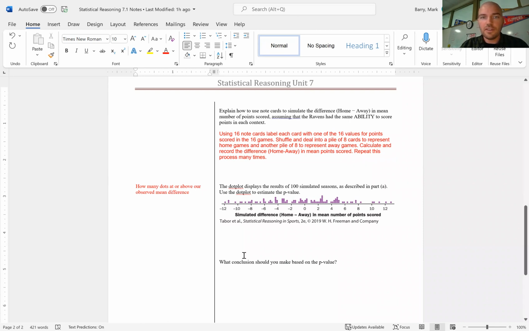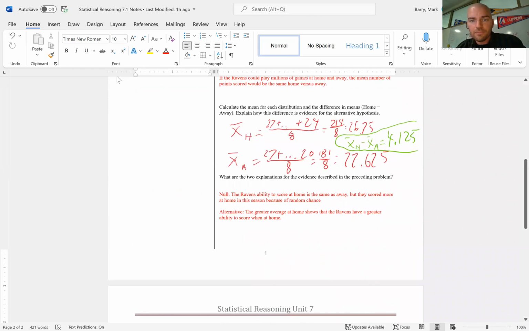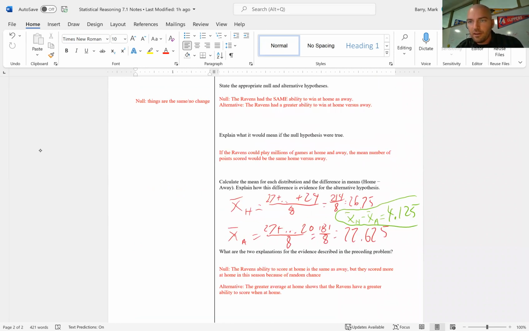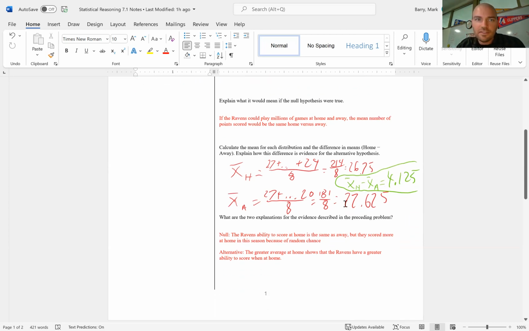So we can see that this chart is referring to the simulated difference in mean number of points scored. Okay. So it's like they simulated the season, and then for each simulated season, they did what we did up here, and they calculated the mean of the home games and the mean of the away games, and they subtracted them. Our observed mean difference was right here, 4.125. And so that's why I said this is such a key number right here, this 4.125.